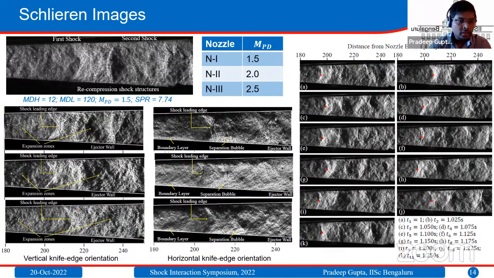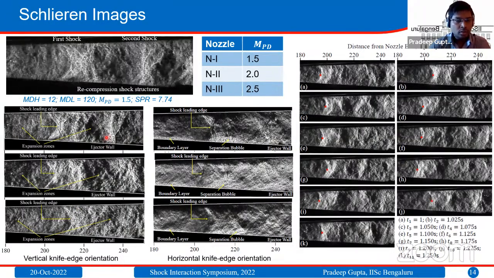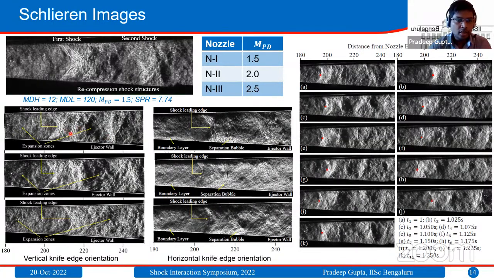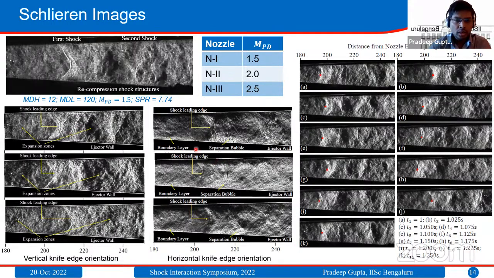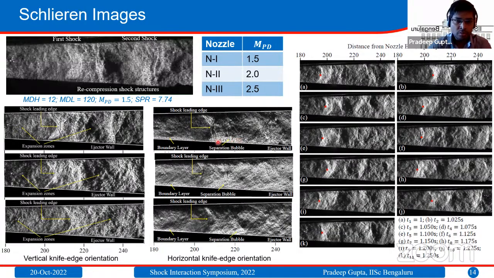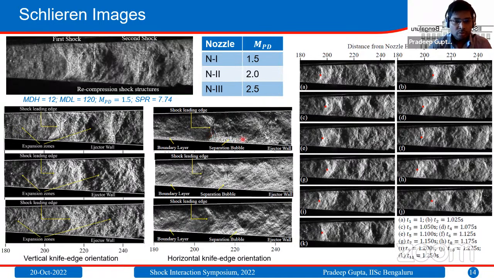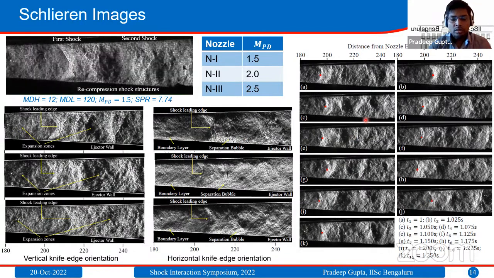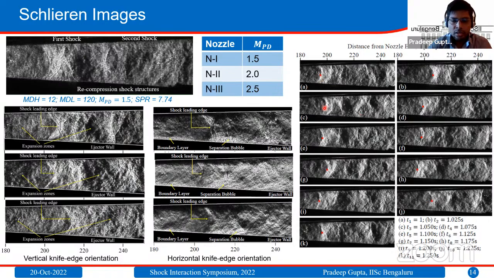This is with the vertical knife edge orientation, where the boundary layer and the suppression bubble were not very clearly visible. So we changed the knife edge orientation to horizontal. In these images, we could see the boundary layer and the suppression bubble, where the boundary layer interacts with this SAT structure. And we tried to locate the leading SAT edge rotation.